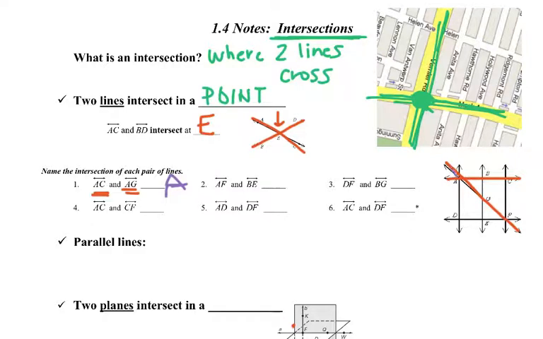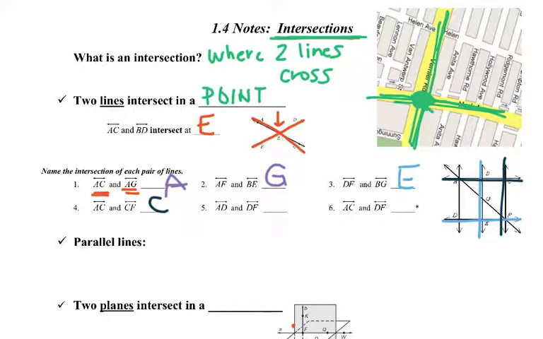Where's AF? That's this one. And then BE is this one. I believe that those cross at point G. I'm going to erase this. I can start again. DF and BG. Here's DF. Here's BG. Do you agree that those cross at point E? Good. AC and CF. Here's AC. Here's CF. Those cross at C.